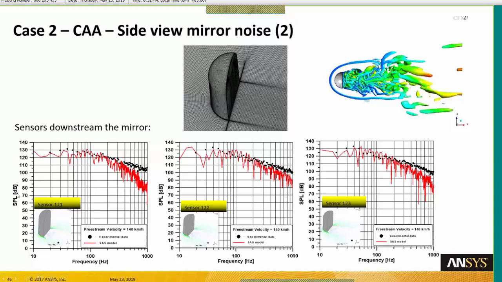Some sound spectra, some pressure level versus frequency. It's a logarithmic scale, and you see that for low frequency the signal is sufficient to recover the proper level, but for broadband noise corresponding to higher frequency, we miss some information. We don't have the correct generation of these eddies at this point, so we miss some acoustic information at this point.